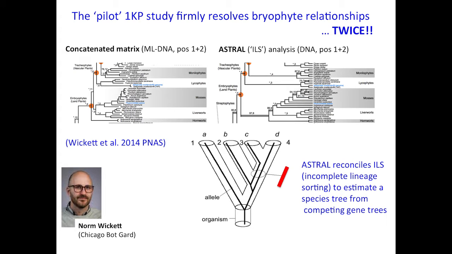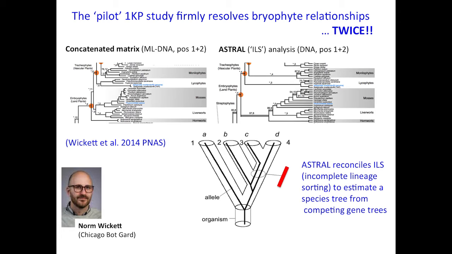So in this pilot study, led by Norm Wickett at Chicago Botanic Garden, we took a couple of major approaches to taking these several hundred single copy nuclear genes and analyzing them. Apart from decisions to make about whether to analyze at the DNA level, or the amino acid level, or the codon level, you have a major choice to make about how to deal with the different genes. You can just combine them into one single concatenated matrix. It's one very popular approach, and often a very effective one.